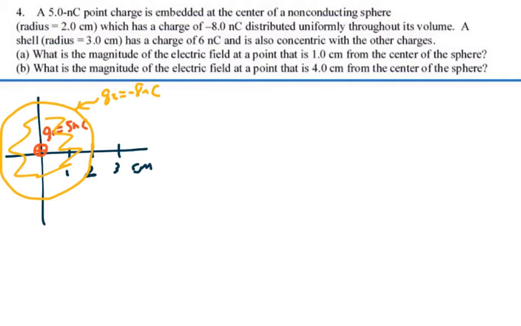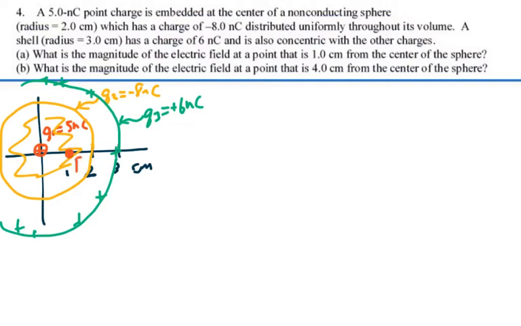And then we have a shell of radius 3 centimeters. And on this shell is a charge, let's call it Q3, equal to plus 6 nanocoulombs everywhere on the shell. And we want to find the E field at a point which is 1 centimeter from the center of our origin. So at point P here.